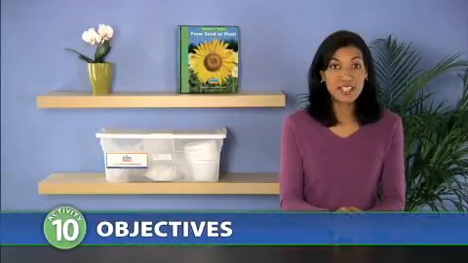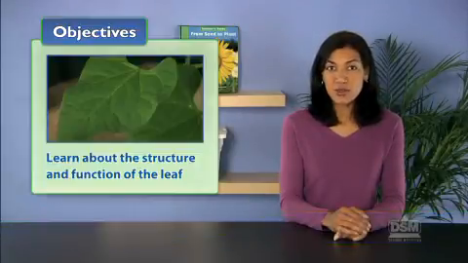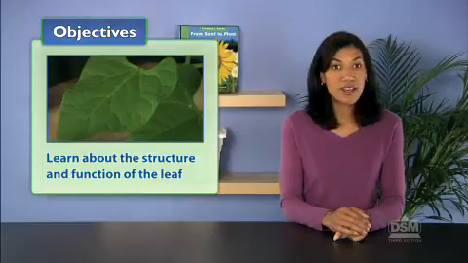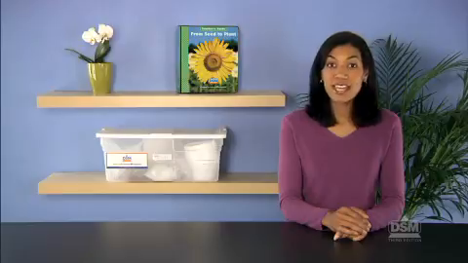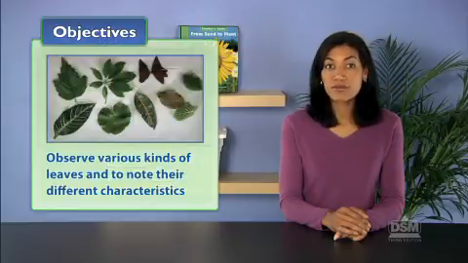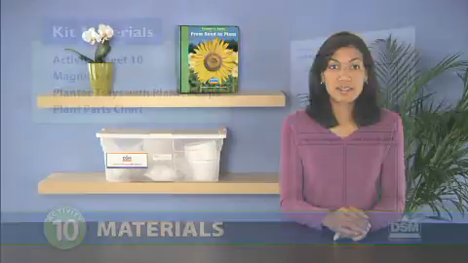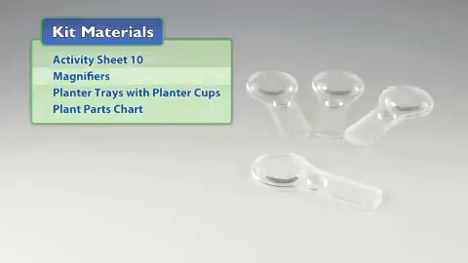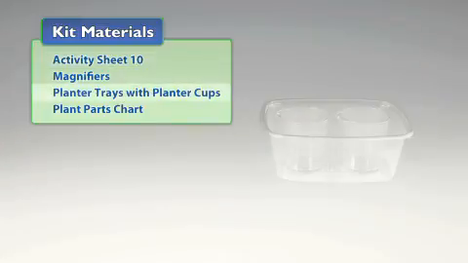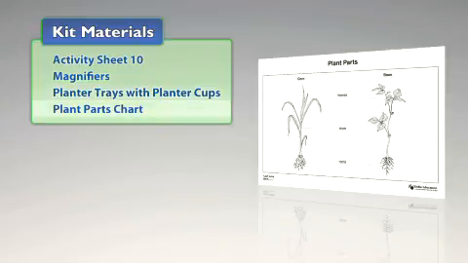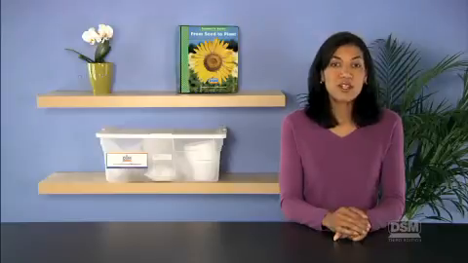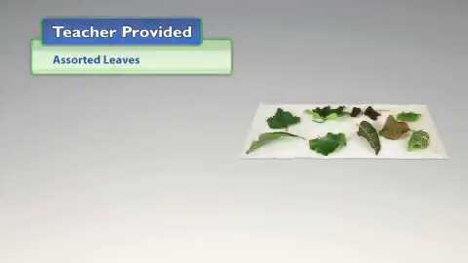In Activity 10, Looking at Leaves, students learn about the structure and function of another vital part of the plant, the leaf. They will play a leaf game that requires them to observe various kinds of leaves closely and to note their different characteristics. From the kit, you will need Activity Sheet 10, magnifiers, planter trays with planter cups from Activity 8, and the plant parts chart from Activity 9.